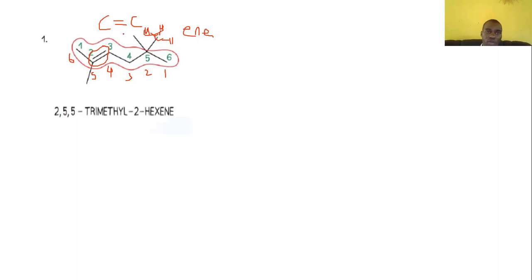There's 2 methyls, this one and this one. So this is why it's like 2, 5, 5. Then dash trimethyl. Then this 2 is trying to tell us that the double bond is on position 2. We originally like to say hexene, but where is the double bond? The double bond is on position 2. That's why we are putting this one as 2. It is just simply showing where the double bond is.